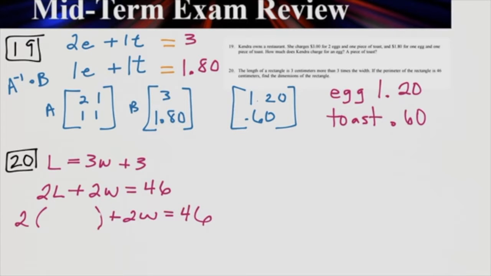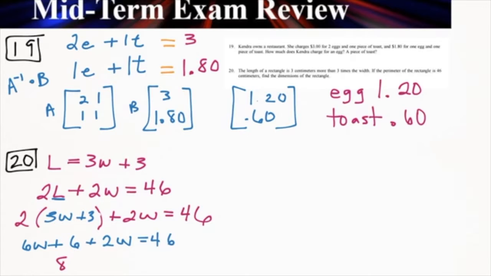So I'm going to take the 3W plus 3 and put it where this 2L would go. I just used a different color. Okay, now I'm going to distribute the 2, which is going to give me 6W plus 6 plus 2W equals 46. So now I'm going to solve for W because that's my only variable left. So I have 8W equals, and then I'm going to subtract the 6 over since I can do that now. So that's 40. So 8W equals 40. So W equals 5, right?